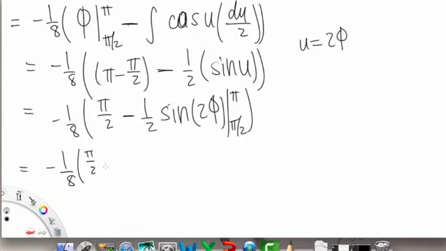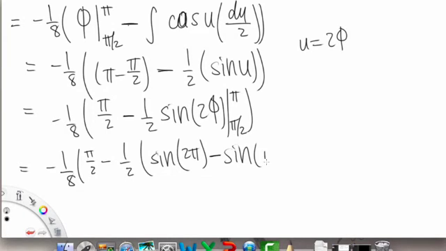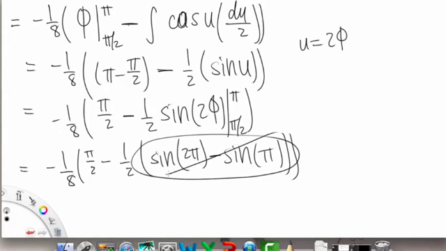So we have pi over 2 sitting in front there, the 1 over 2, then we have a sine 2 pi minus sine 2 times pi over 2 is pi. So this whole term here turns out to be 0, because at 2 pi and pi, sine is 0. So our final answer, we still have this in front. So we're going to get negative pi over 16.